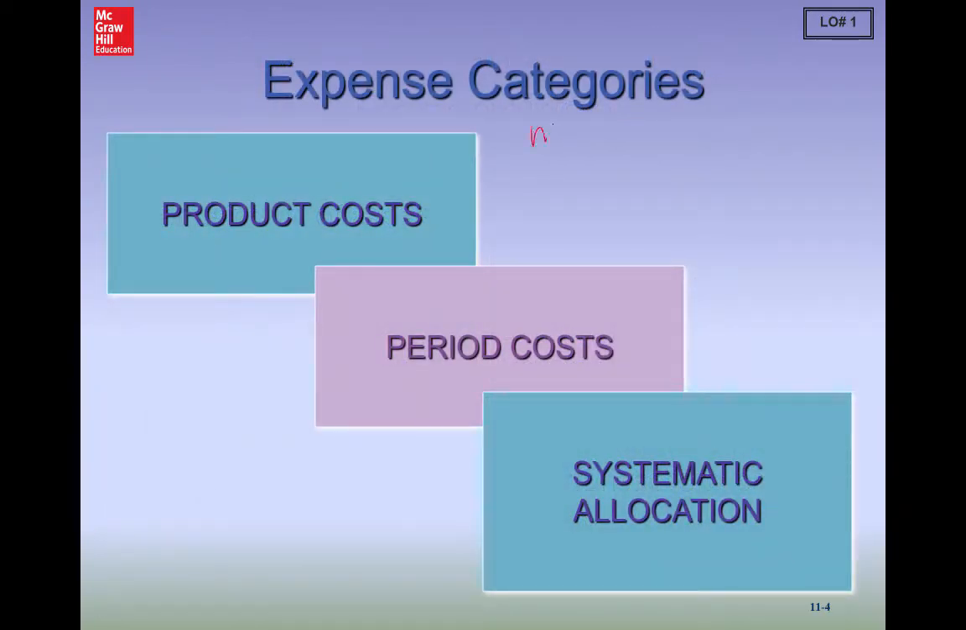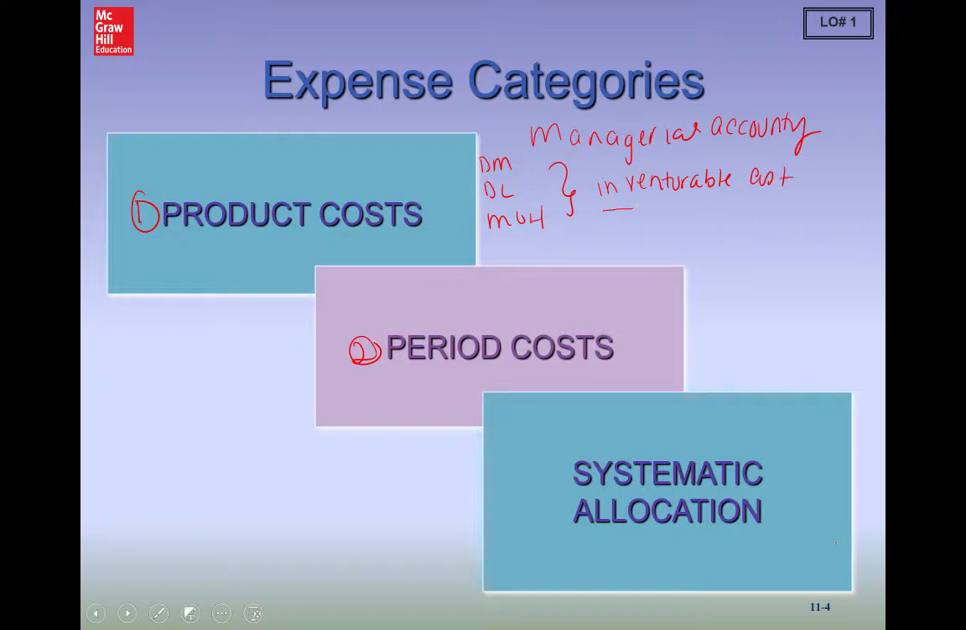As you can recall from managerial accounting, we have product costs and period costs. Product costs are direct materials, direct labor, and manufacturing overhead. We call these inventoriable costs because they are placed in inventory and only expensed through cost of goods sold. Period costs are everything else that doesn't relate to the production of the product, which would be selling, general, and admin expenses. And then we have systematic allocations, where through the passage of time we are allocating the expense to our records.